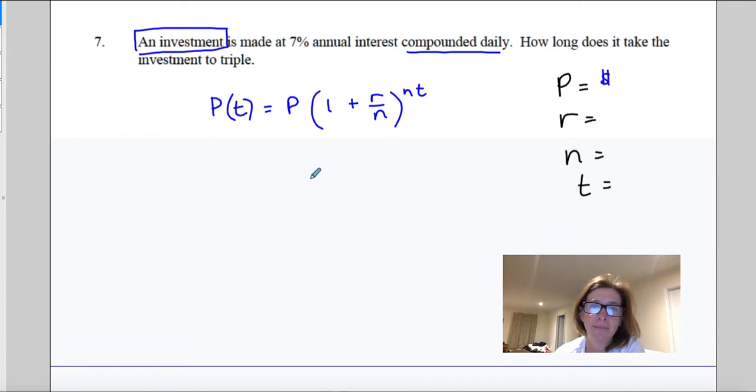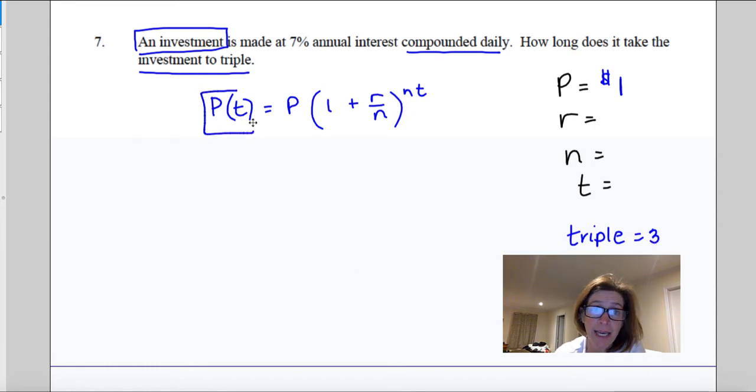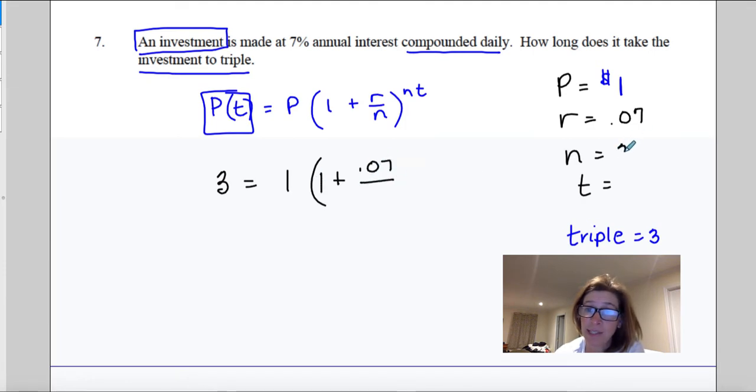All right. And it's asking us, how long does it take this investment to triple? So if the principal is $1, then the triple would be 3. So I would want P of T to be 3. All right, so now my R is 0.07. Okay, so 1 plus 0.07. My N is daily, so 365. And my time, it's asking how much time, so that would be 365t.